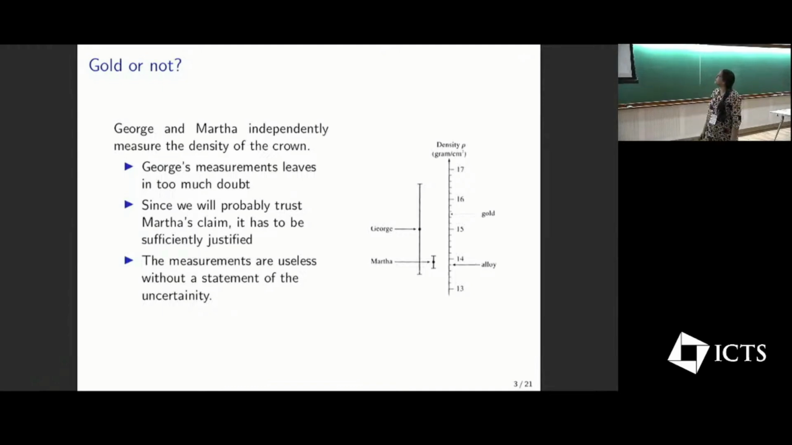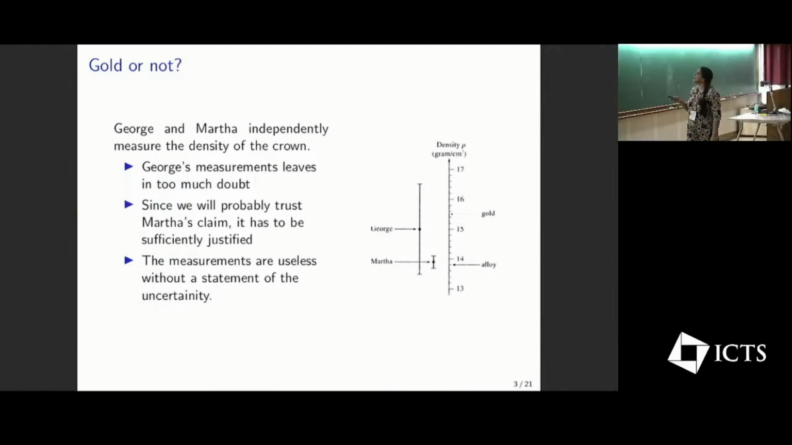So this piece of gold was given to two people, George and Martha, because those are the names in the textbook that I was looking up. So you can look at what's going on here. Basically, George gives a measurement which is around 15 gram per centimeter cube, but then also says that it can be anywhere between 16.6 gram per centimeter cube and 13.4 gram per centimeter cube. Right? So maybe George was right and did his measurements well, but this is what the outcome was.